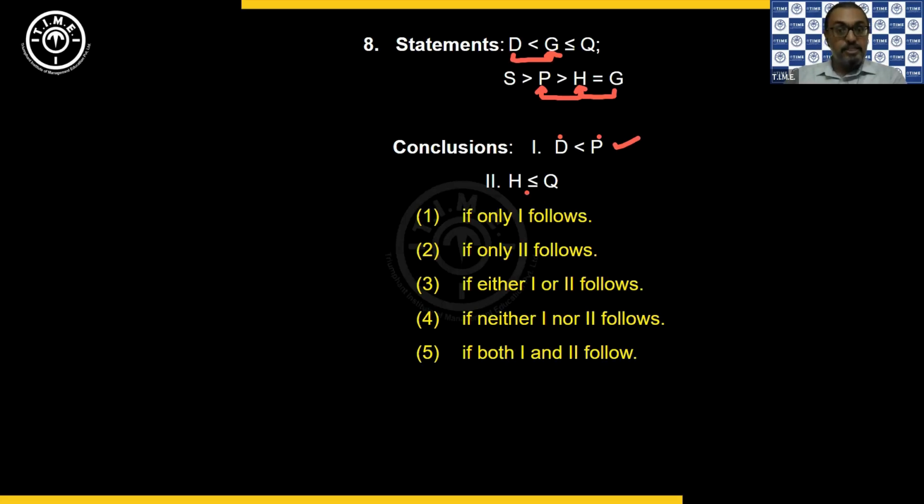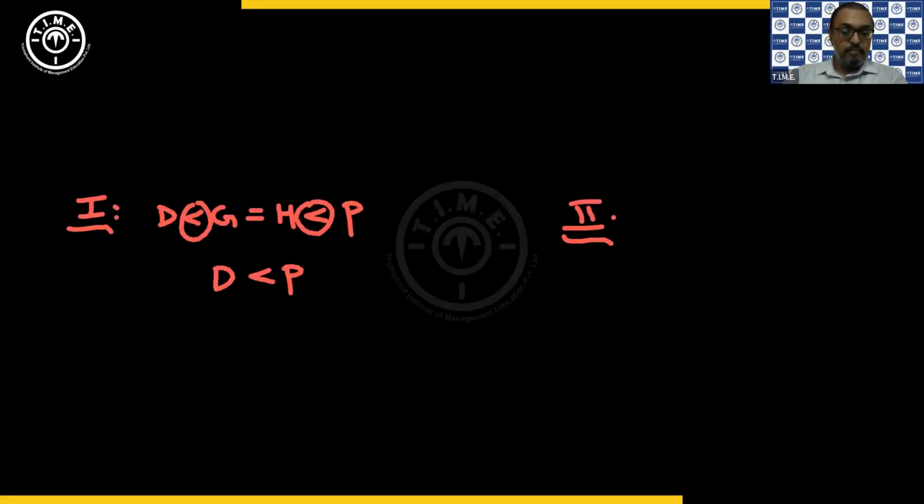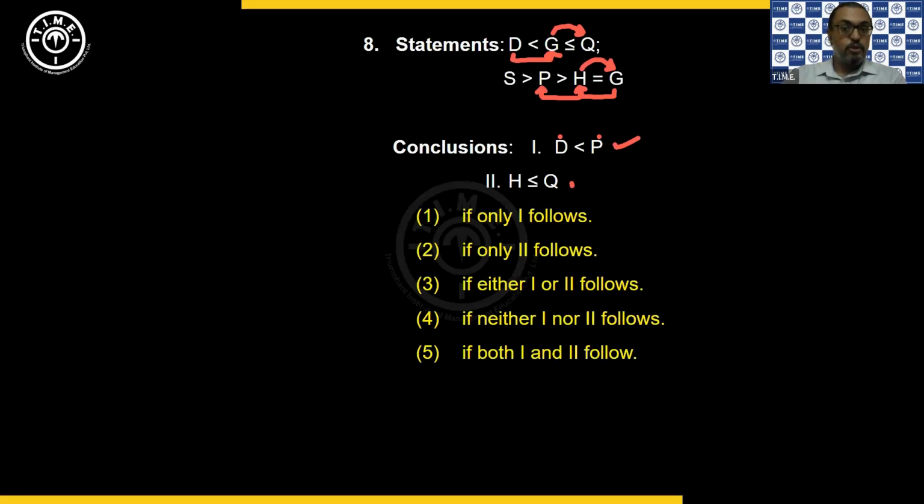Now let's look at the second, H less than or equals Q. Here I have H to G in the forward direction and G to Q in the forward direction. So for the second one, I have H equals G and G less than or equals Q. Correct? So I can replace G with H. So I will have H less than or equals Q, which is also a perfect match. So I can say both 1 and 2 follow.